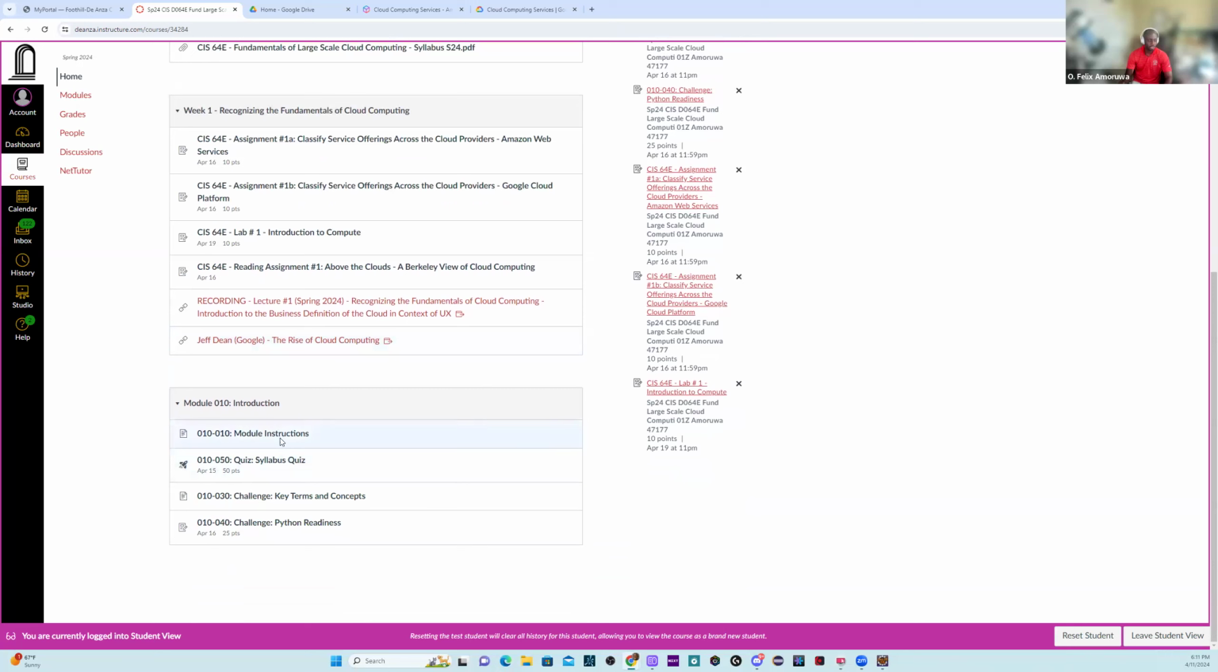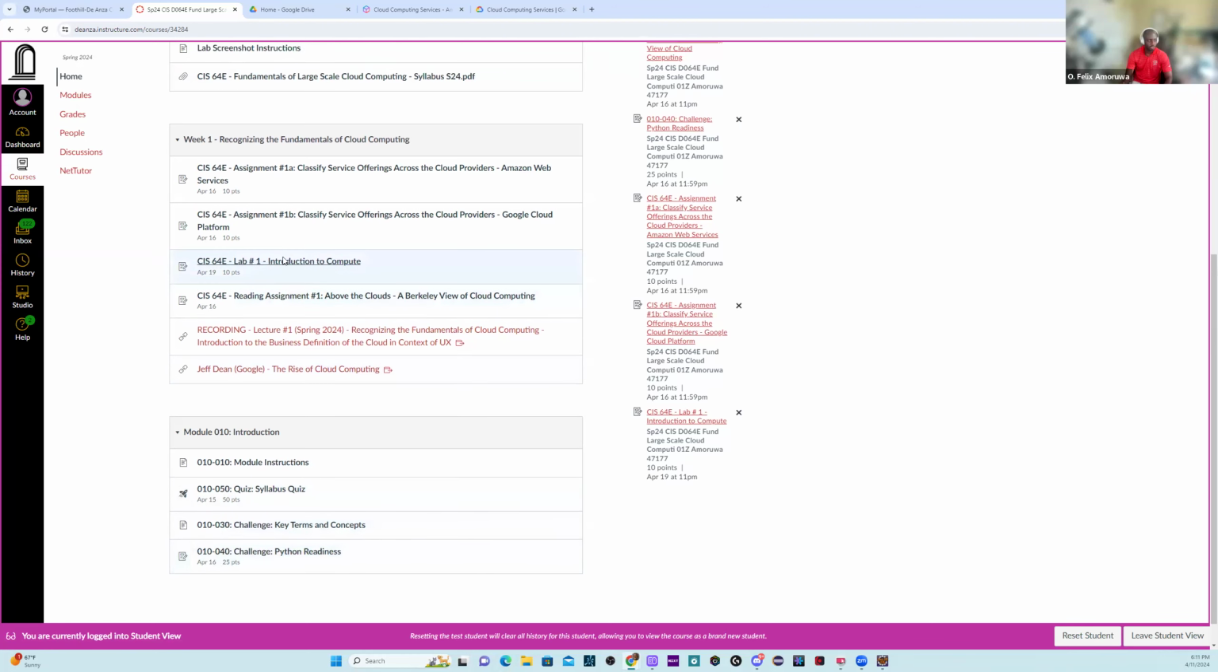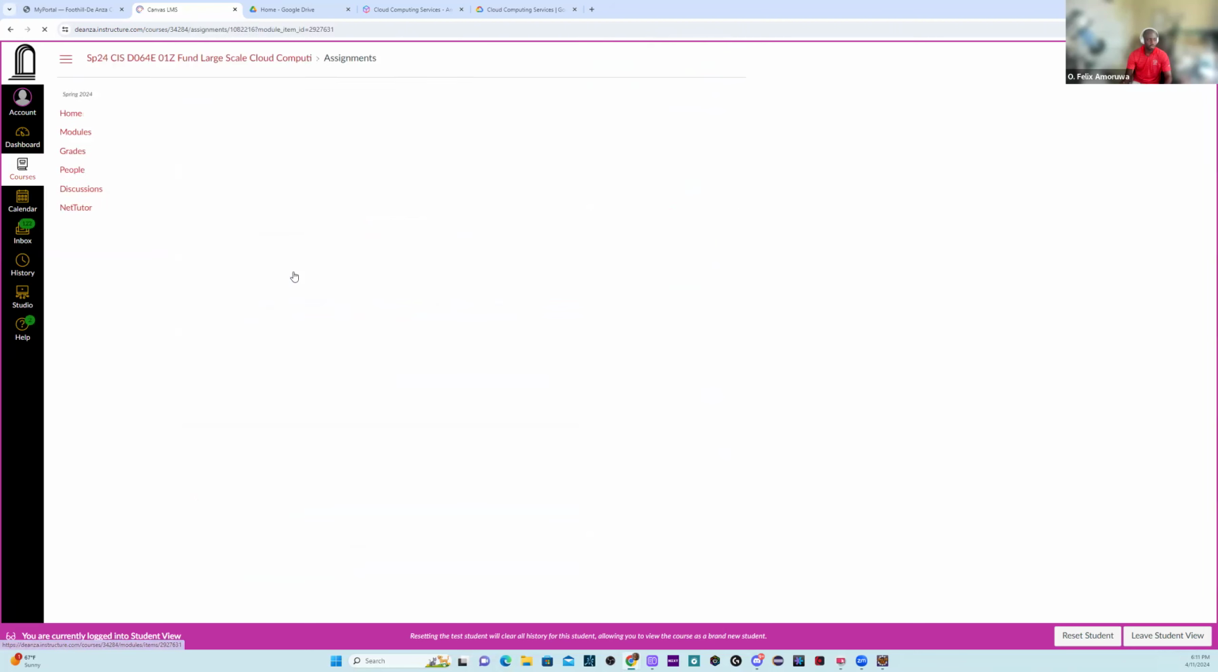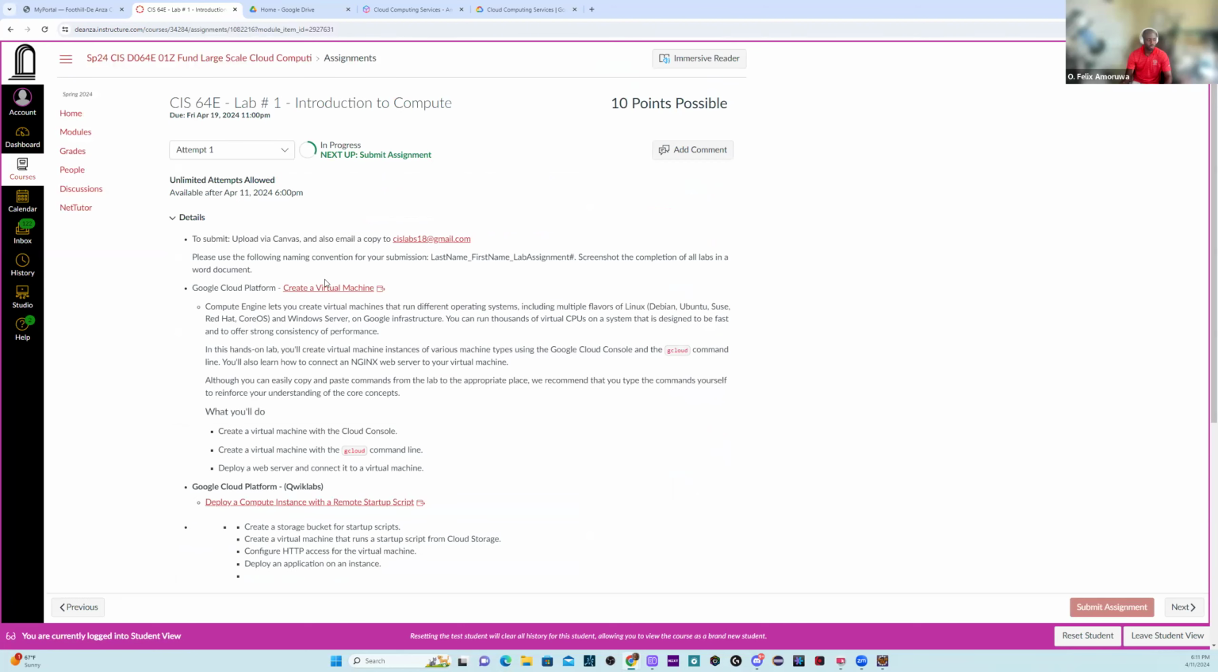Just to recap again in Canvas, we have a syllabus quiz that is due, I believe, on the 15th. So please keep that in mind. We also have the challenges that have their respective due dates. The Python readiness has its challenge here. And then we also have Lab 1, which is our first lab in Google Cloud Skills Boost. This is a lab intended to provide exposure to two different instances of interfacing with the compute services offered in Google Cloud.